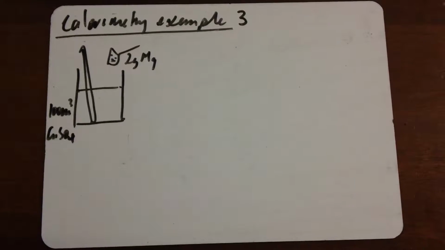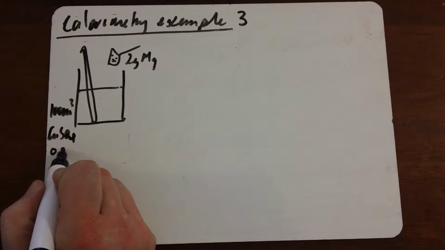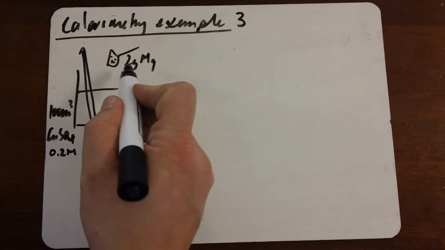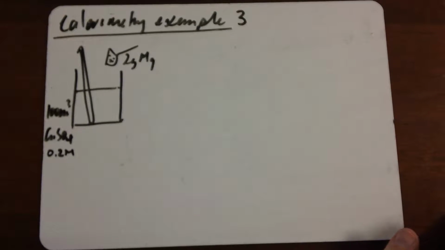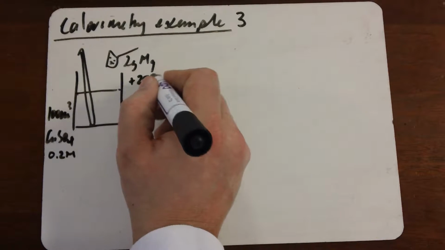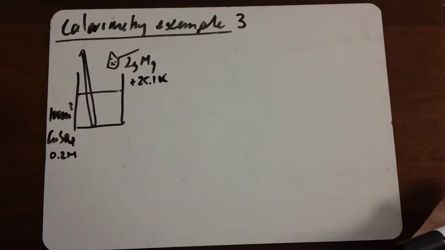Calorimetry example number 3. This time we've got 100 centimeters cubed of a copper sulfate solution at 0.2 moles per decimeter cubed concentration, and we are going to add 2 grams of magnesium powder. The temperature of the solution rose by 25.1 degrees C or Kelvin. Work out which reagent was in excess and then calculate the enthalpy change for the reaction.